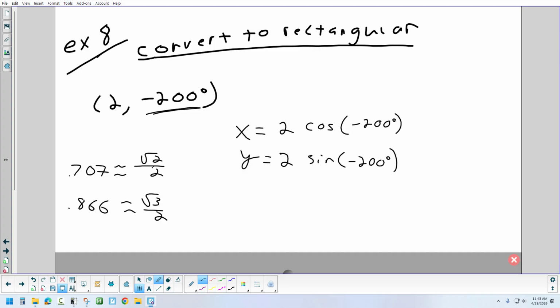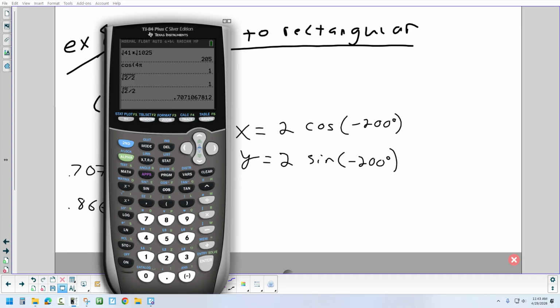So when you're converting from polar to rectangular, what you're really doing is finding the length of the bottom of a triangle and the height of a triangle. That's how you convert polar to rectangular. Find the base, find the height. Okay, now you just have to plug those in and see what they come out to.